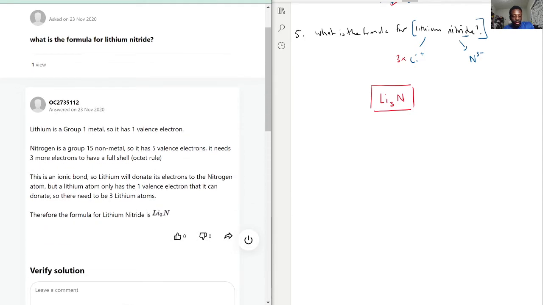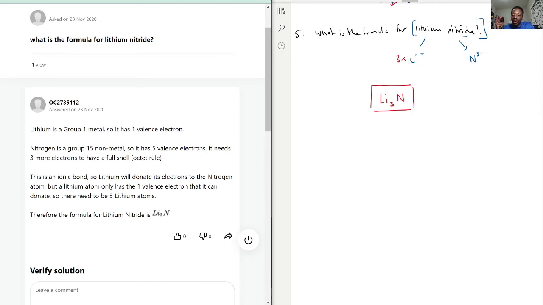Okay, let's see how we did. So nitrogen, yep, group 15, column 15, 5 valence electrons. It likes to add 3 more. Lithium, group 1 metal, likes to get rid of its 1. So in order for it to form this bond, lithium likes to donate as many electrons for nitrogen to become complete. So you need 3 lithium to do that.